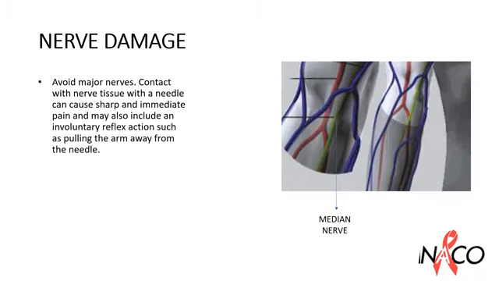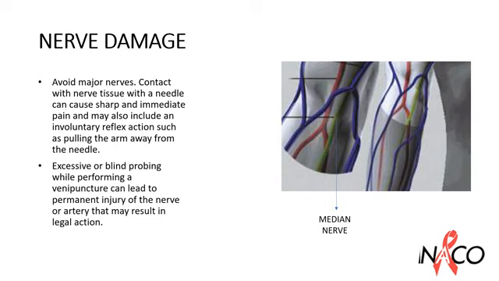Avoid major nerves. Contact with nerve tissue with a needle can cause sharp and immediate pain and may also induce an involuntary reflex action, such as pulling the arm away from the needle. Both the median nerve and the brachial artery lie close to the basilic vein. Excessive or blind probing while performing a venipuncture can lead to permanent injury of the nerve or artery that may result in a legal action.